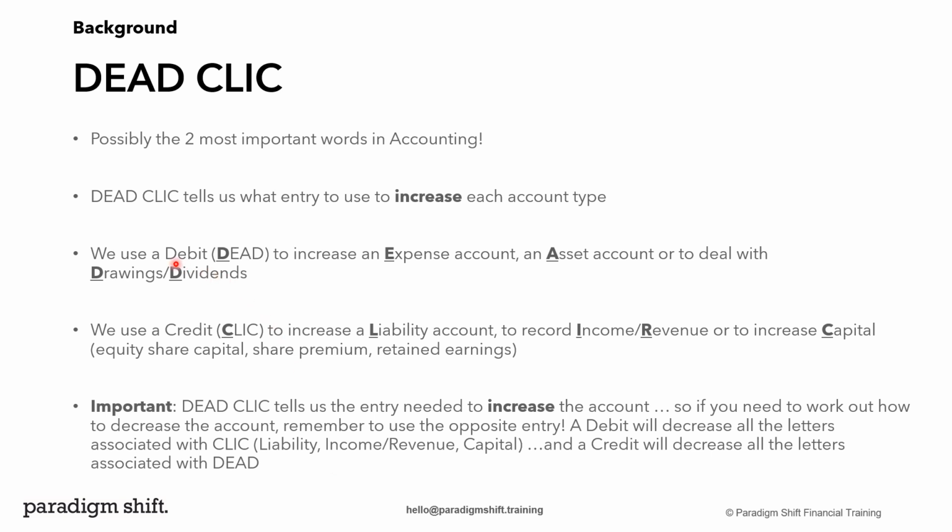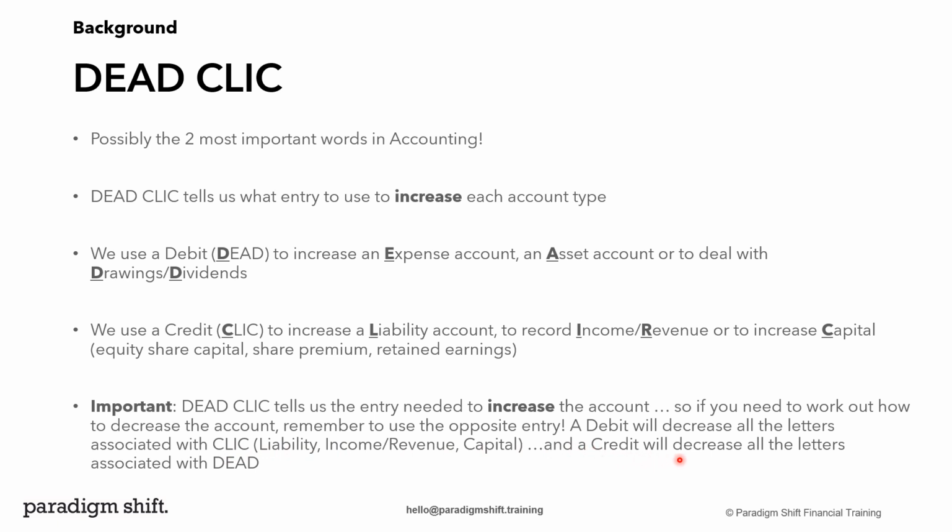So first, just learn it. DEAD CLIC, this is how we increase. We use debits for these things, we use credits for these things. Get that clear in your head first, very clear, and then you just reverse things when you're trying to decrease each account type. So once again, the debit will decrease all the letters associated with CLIC, and a credit therefore will decrease all the letters associated with DEAD.